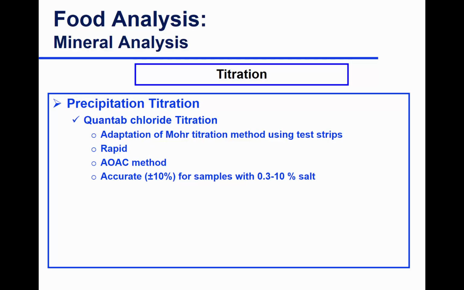And this is present also as a Quantab test strip, so same principle. This is based on the Mohr titration, actually the forward titration. It's rapid, it's AOAC approved, it's more or less accurate with 10% relative error, and it's meant for a certain concentration of salt.